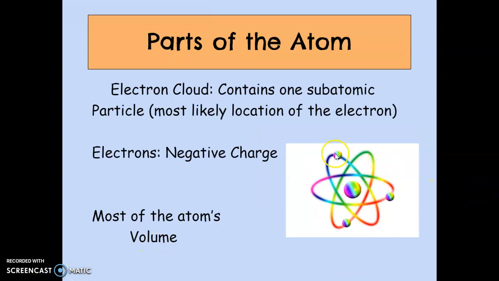Now, outside the nucleus, in the electron cloud, we have our electrons. These little guys that we see in this picture are the electrons. They have a negative charge, and this is most of the atom's volume. The reason for this is that these electrons exist in energy levels outside the nucleus, so they're taking up most of the space. So the protons and the neutrons in the middle have most of the mass, and the electrons have most of the volume.